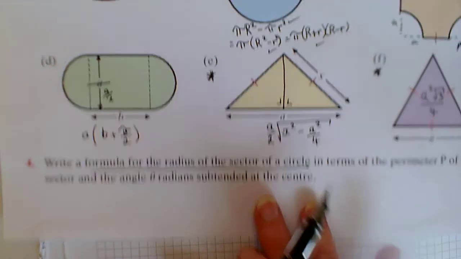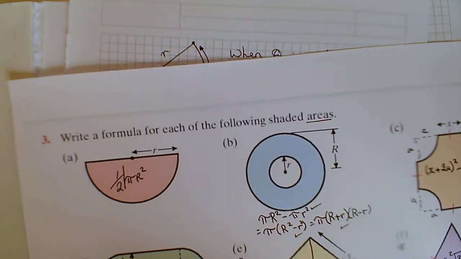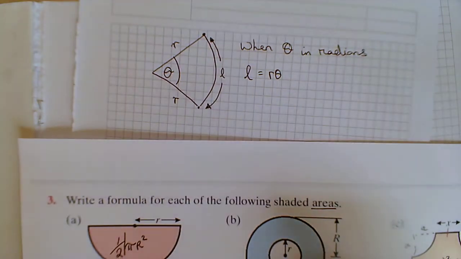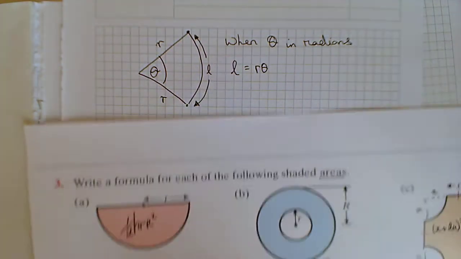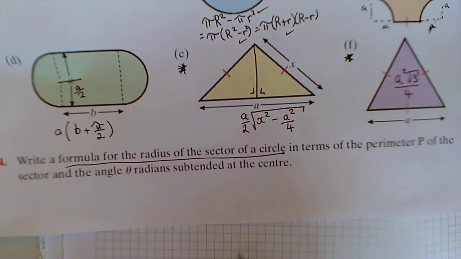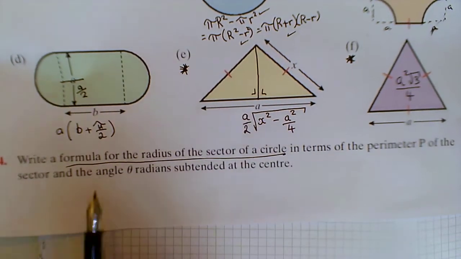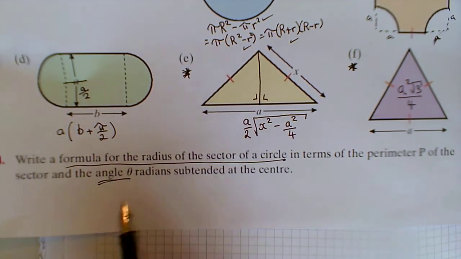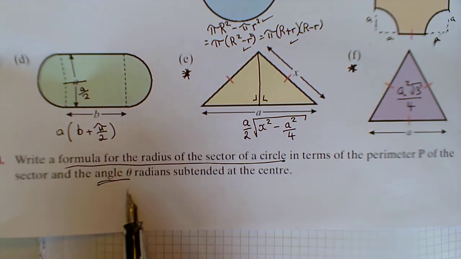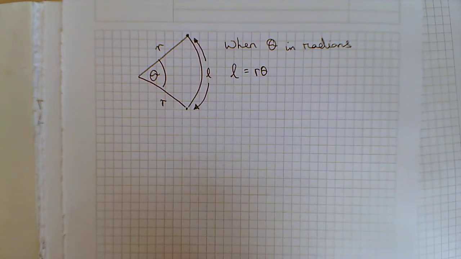So the first thing we're going to do is draw a sector of a circle. The sector of a circle will have 2 radii, theta at the center. Where did I get theta from? They asked us to call the angle theta. That's what this is all about. Subtended at the center just means the angle at the center of the circle. They want us to call that theta.